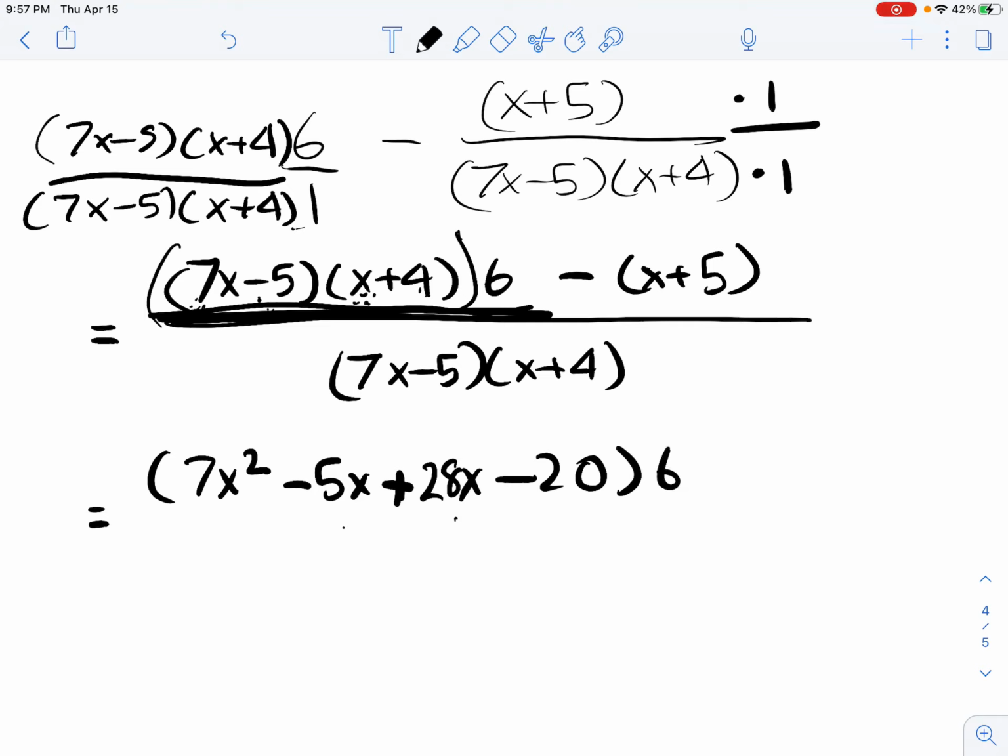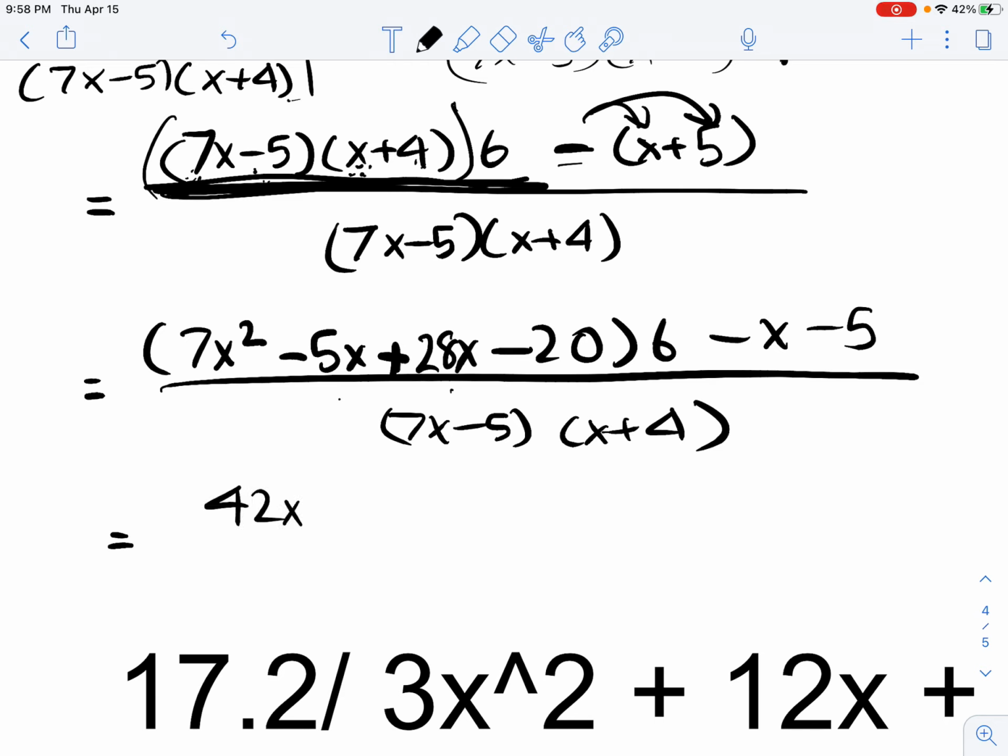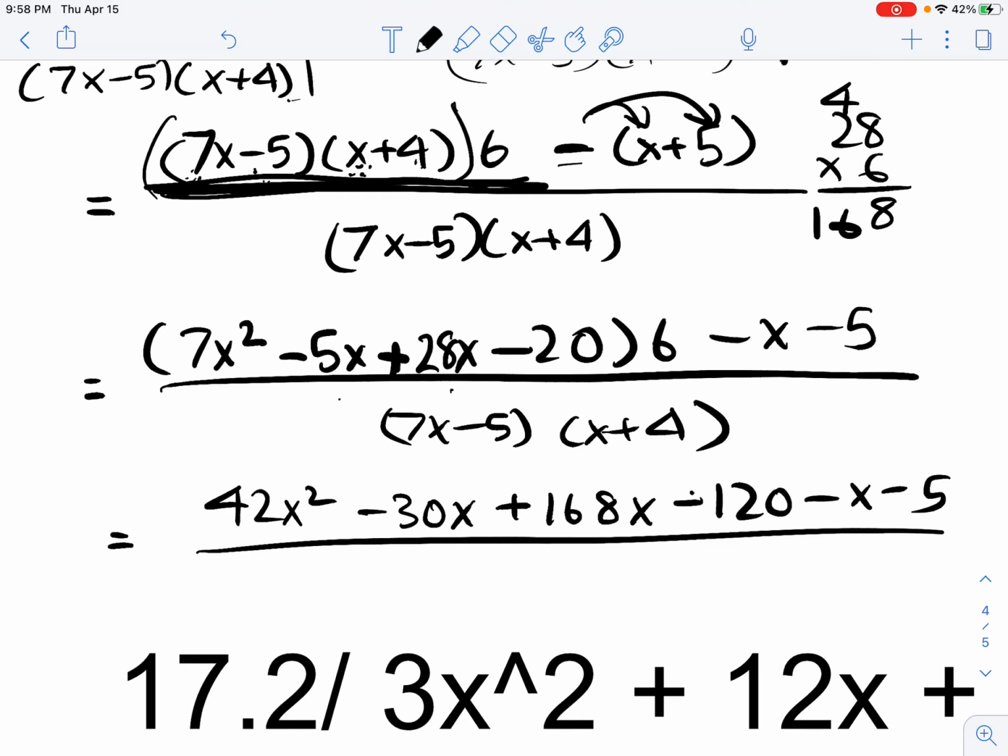Now we have to multiply all of this by 6, and because this is a negative, we have to distribute that negative to each of these terms. So that would be negative x minus 5. Now 7x minus 5 over x plus 4. We have 7x times 6, which is 42x squared, minus 30x, plus 28 times 6, which is 168x, minus 6 times 20, which is 120, minus 6 minus 5, all over 7x minus 5 times x plus 4.